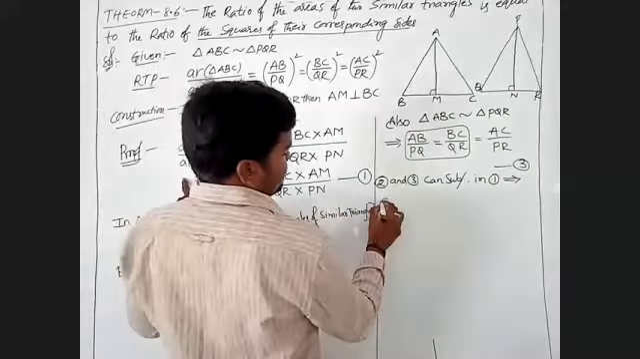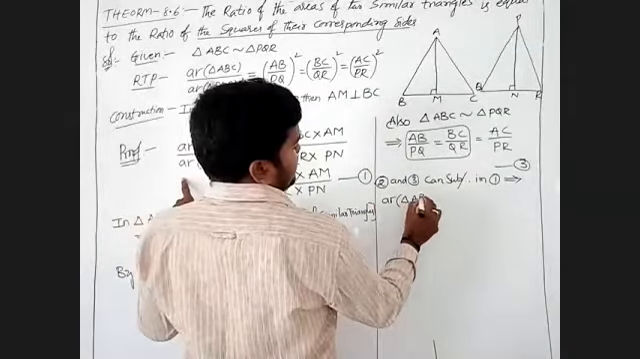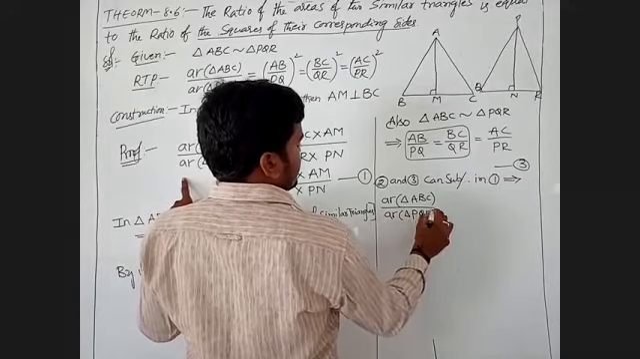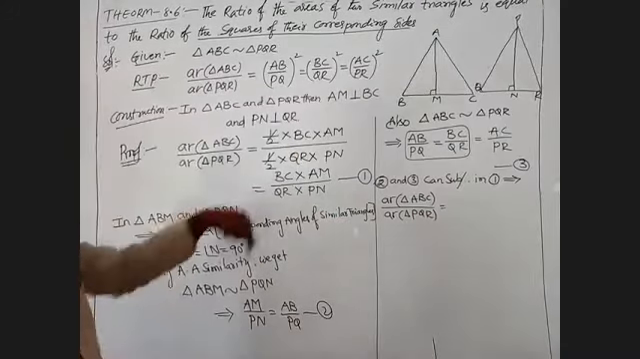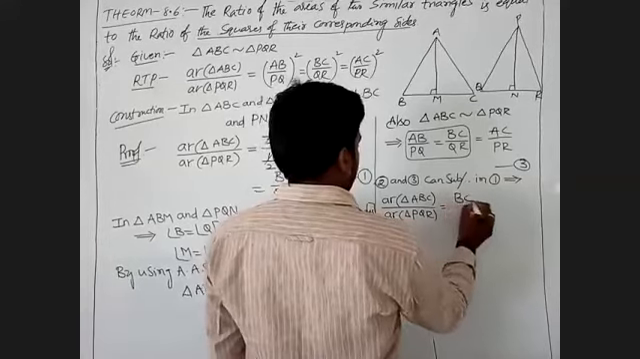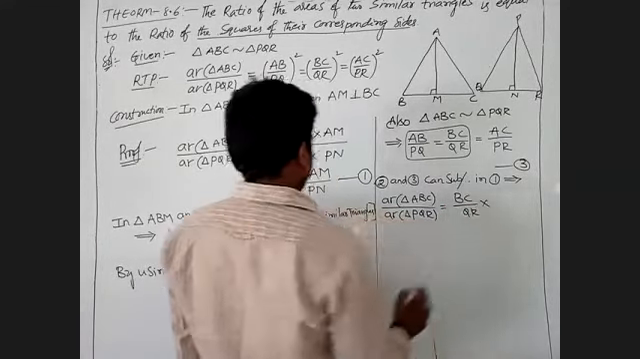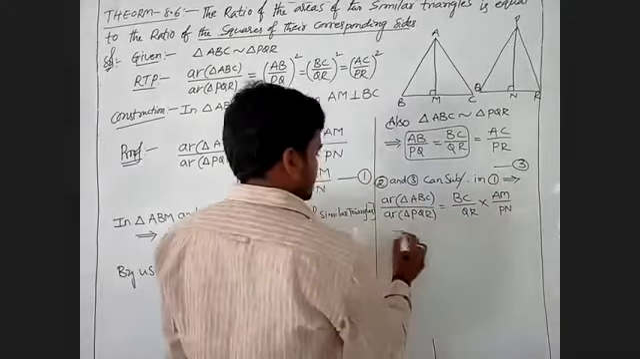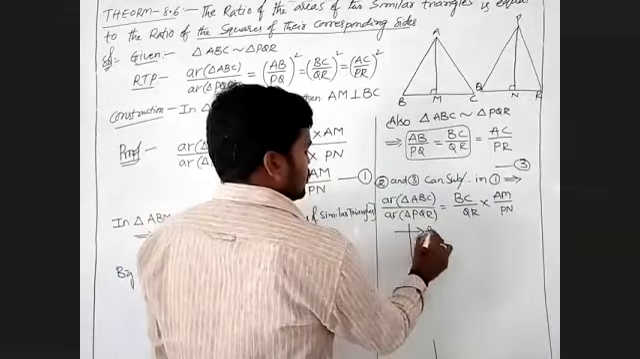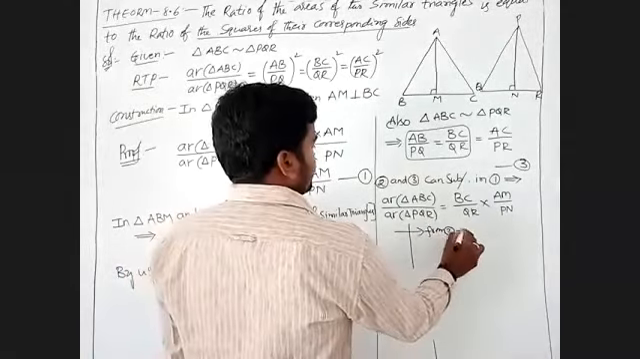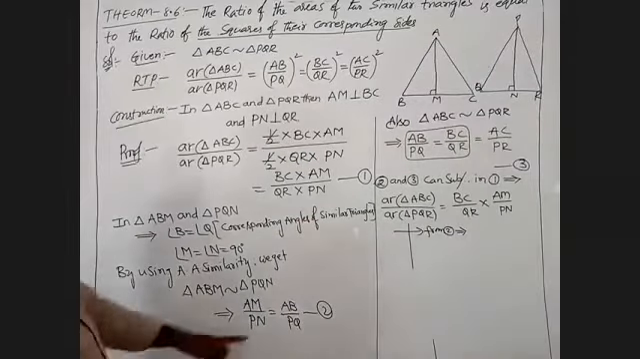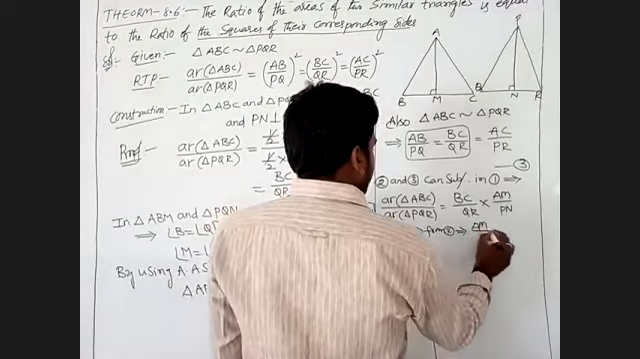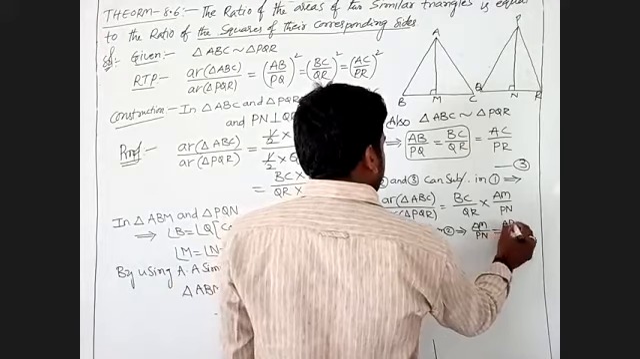What is 1? Area of triangle ABC by area of triangle PQR is nothing but BC by QR into AM by PN. We will observe this upper part. From 2, what we have to write? AM by PN is nothing but AB by PQ.